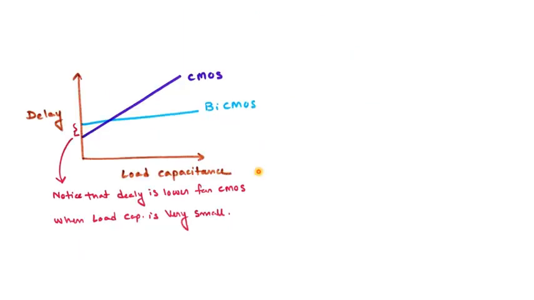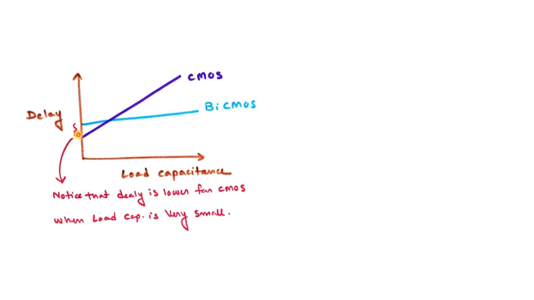Here we have briefly compared the performance of BiCMOS and CMOS logic families. This figure shows the variation of delay with increase in load capacitance for both BiCMOS and CMOS logic families. And you can see from this figure that for moderate to high capacitive load, the performance of BiCMOS is far superior to that of its CMOS counterpart. The main reason behind the superior performance is the high charging and discharging current in case of BiCMOS, as we have discussed in the last slide.